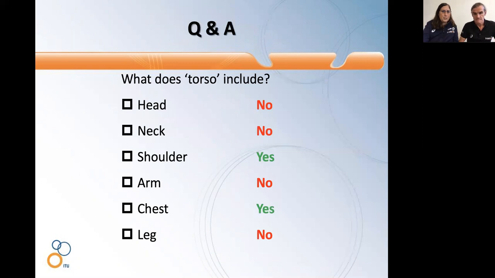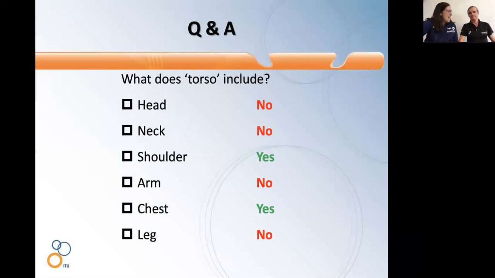So we've got some questions with the answers, so it'll be really easy for you to figure out. What about the head? The head is not included in the torso. And our neck? No. I think shoulder might be. Shoulder is included in the torso. And the arm? No.